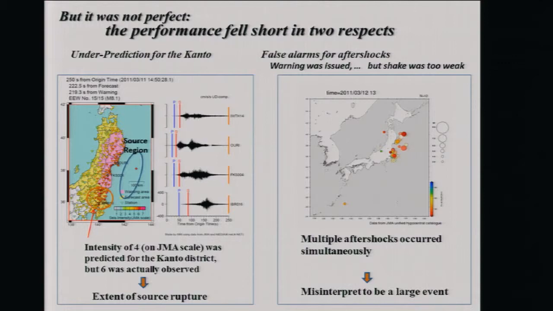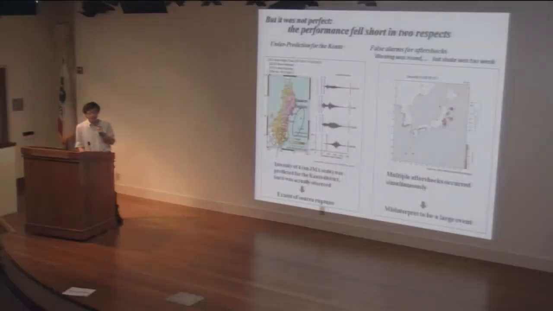Second, false alarm for aftershocks. That is, warning was issued, but shaking was too weak. What happened? Aftershock activity is quite active, so multiple aftershocks occurred simultaneously. In this case, the system was confused, and it misinterprets them to be a large single event, which leads to overestimation of magnitude, which leads to false alarm. So addressing this problem has become our important project for the last 3 years.